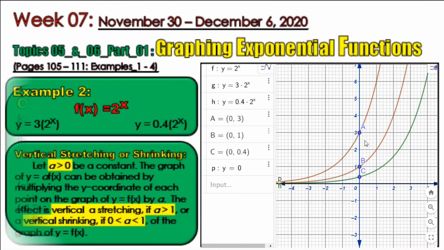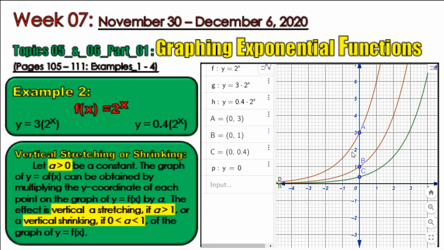Next. Okay, so for this example number 2, let a greater than b greater than 0 be a constant. Okay, so the graph of y is equal to a times f of x can be obtained by multiplying the y coordinate of each point of the graph of y is equal to f of x by a. The effect is vertical stretching if a is greater than 1, or vertical shrinking if a is between 0 and 1 of the graph of y is equal to f of x.